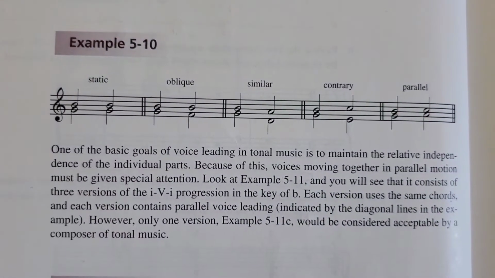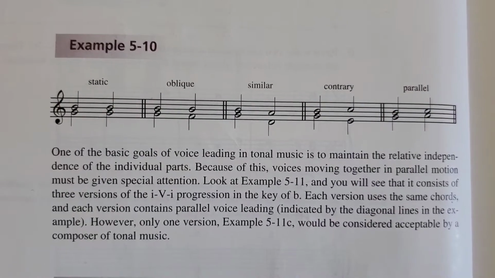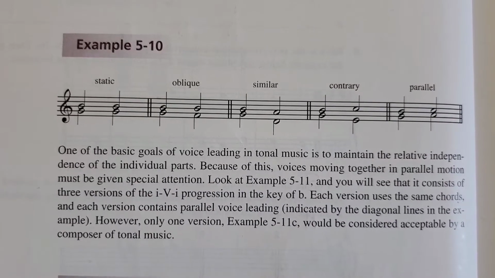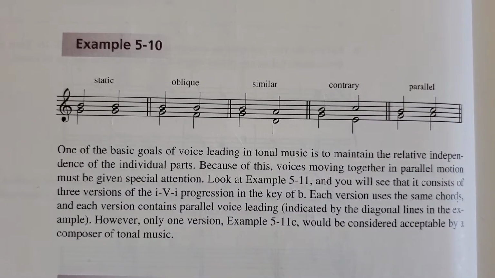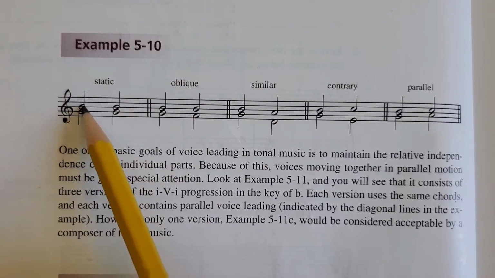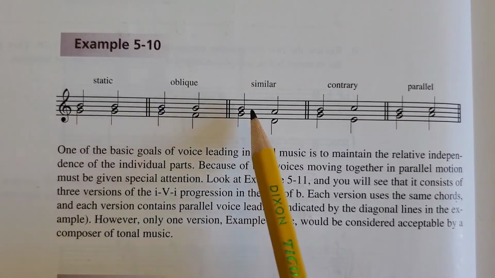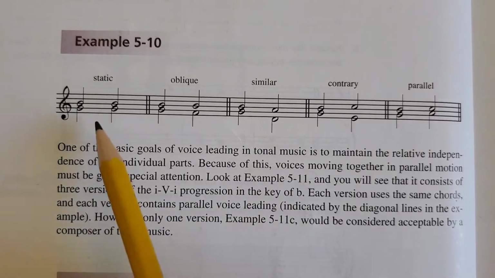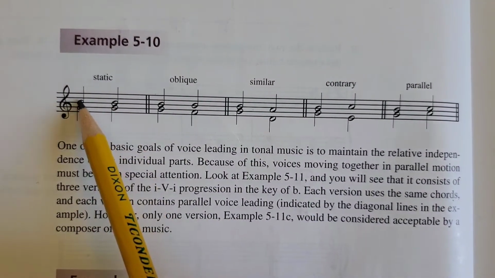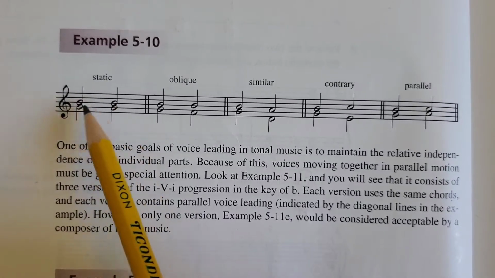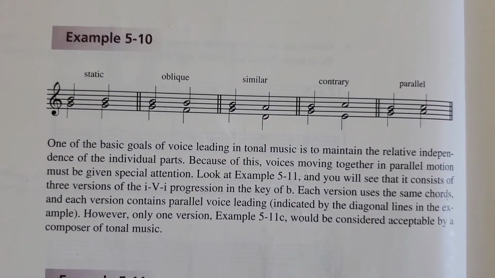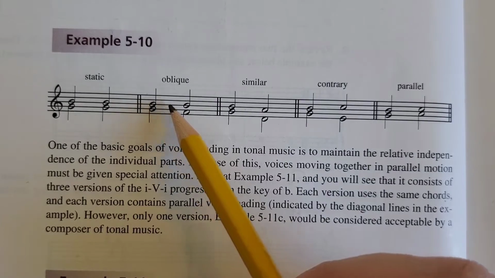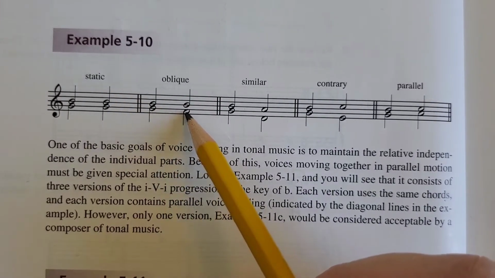All right, we're taking a little bit of a moment here to go back in the book. This is example 5-10. And what this example shows is the different types of motion that are possible between 2 voices. So notice here we have a soprano and alto voice, and we have 5 different scenarios, 5 different ways that that pair of voices can move. The first one's called static motion. There is no motion. Neither voice has moved. The B stays on the B, and the G stays on the G. The next one is called oblique motion. In oblique motion, one voice stays on the same pitch, here the soprano, and the other one moves to another note.